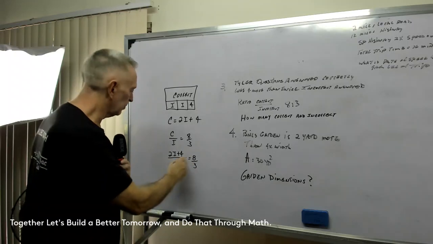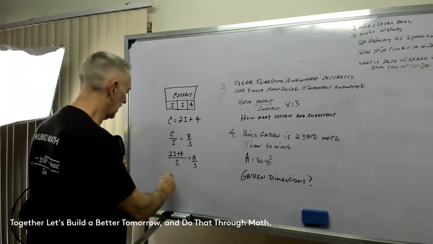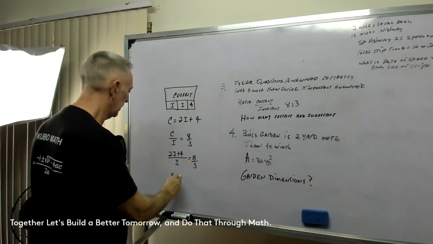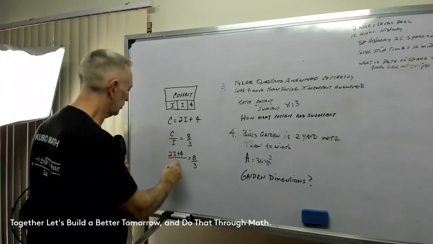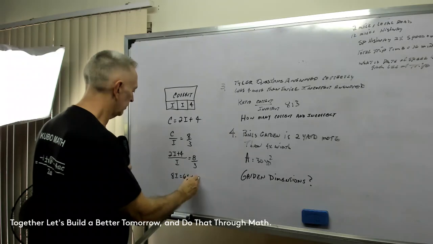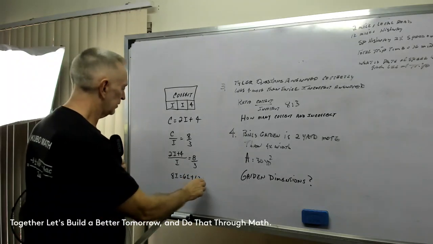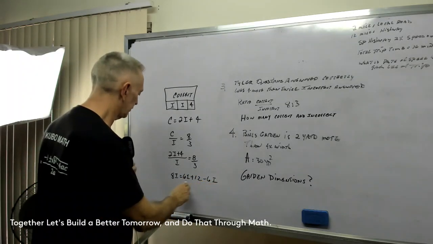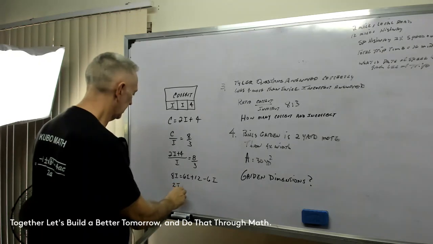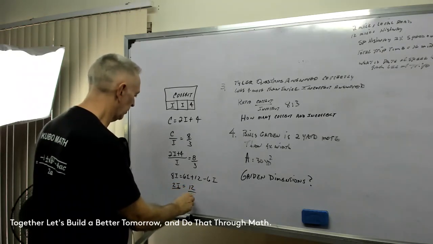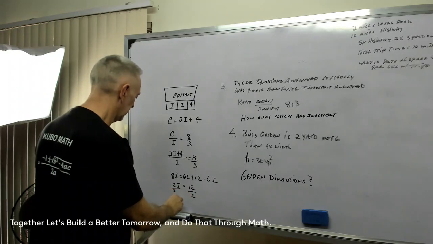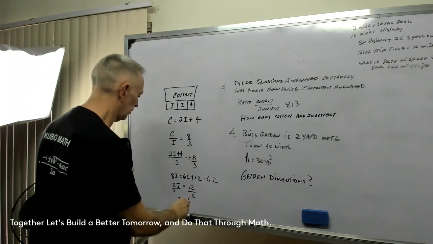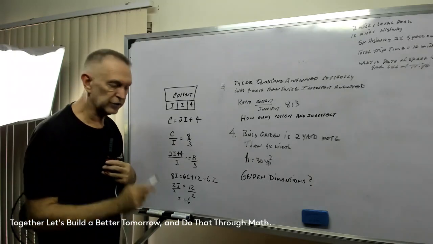So let's cross multiply here. 8 times i would be 8i. And that equals 3 times 2i would be 6i. 3 times 4 is 12. Well, if I subtract 6i from both sides, that gives me 2i equals 12. Divide by 2 on both sides. i equals 6. So the number of incorrect is 6.